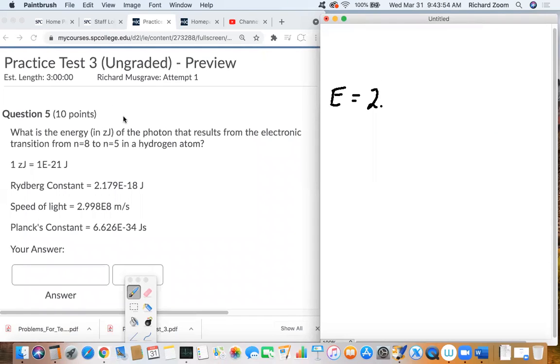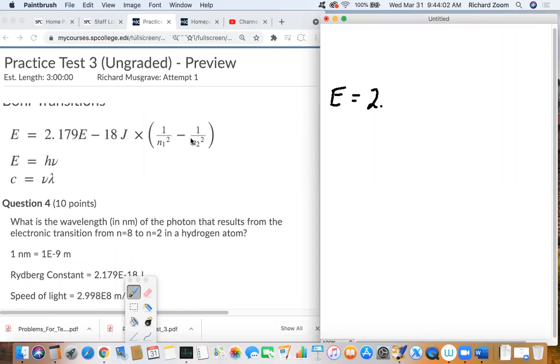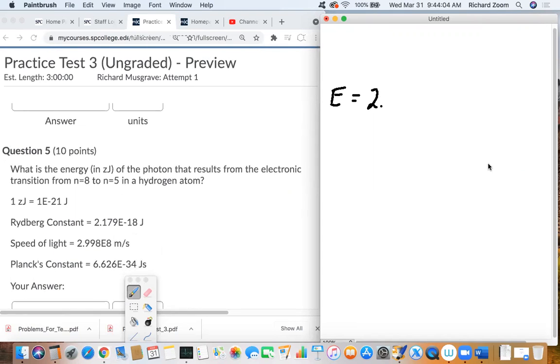And again, you know the equation. Okay, 2.179 times 10 to the negative 18. And the Rydberg constant's there, so it's the same thing. And it'll be 1 over, and I do 1 over 5 squared minus 1 over 8 squared. That'll give me the energy. You notice it'll come out to be joules here.